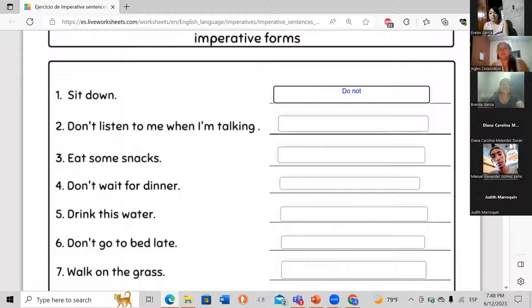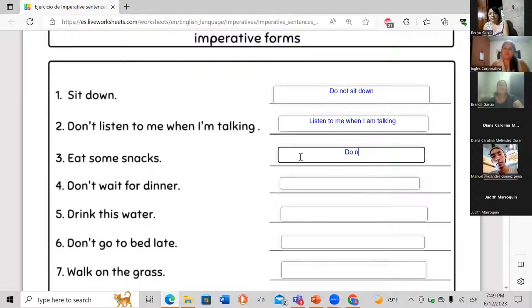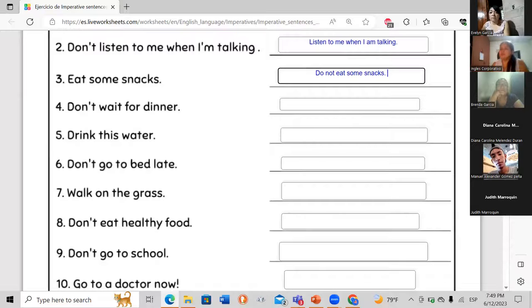Don't sit down. Vamos a hacer sin apóstrofe porque si no nos da error. Don't sit down. Don't listen to me when I'm talking. How will be listen, positive? Listen to me when I am talking. Eat some snacks. Don't eat some snacks. Do not eat some snacks. Do you know what is a snack? ¿Sí saben qué es? Snacks. Boquitas. Okay.